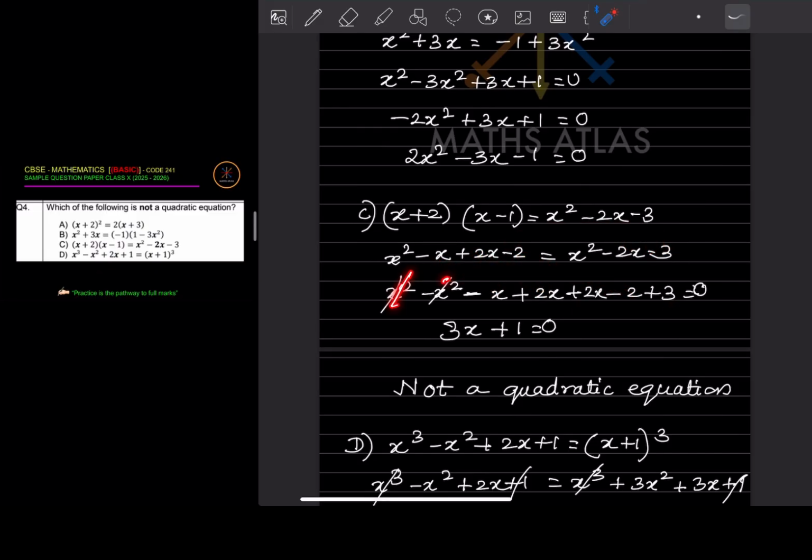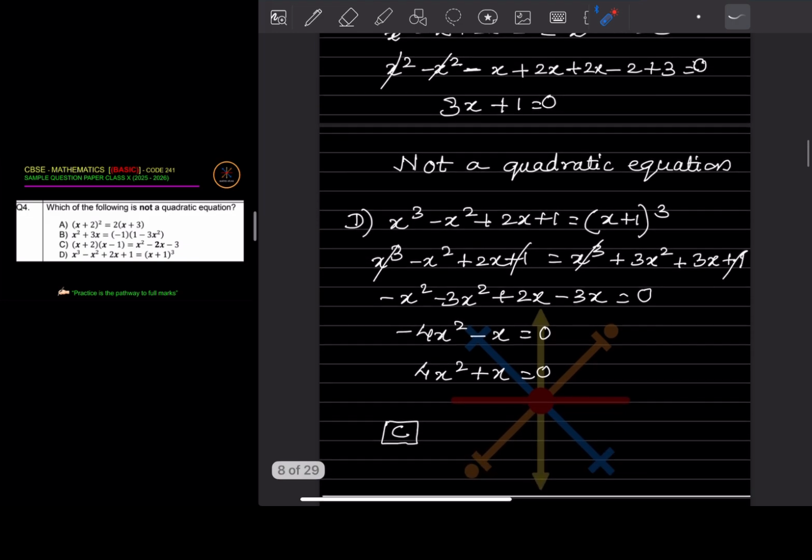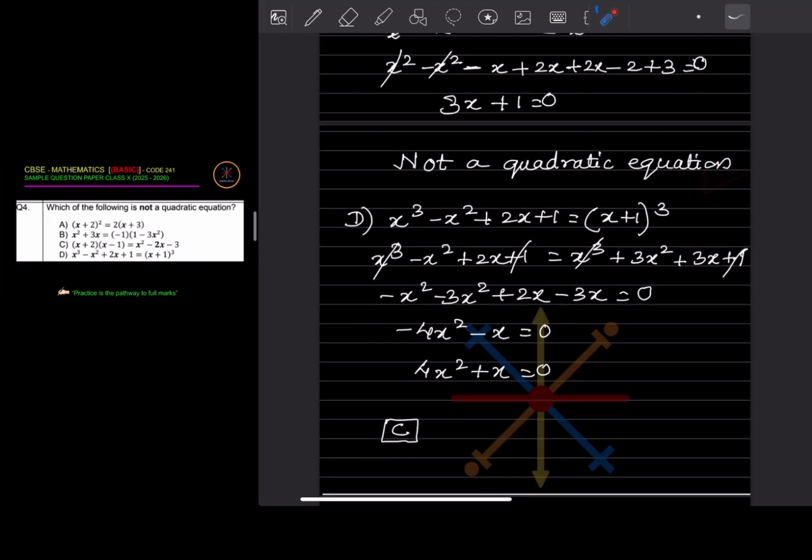So this and this gets cancelled out because this is plus. So now after solving this one, this is going to be plus 4x minus x is going to be 3x. And this will be plus 1 is equal to 0. So now you can see here the exponent of this is 1. So this is not a quadratic equation. And of course here, this is one of them, but still you can check with the fourth one.